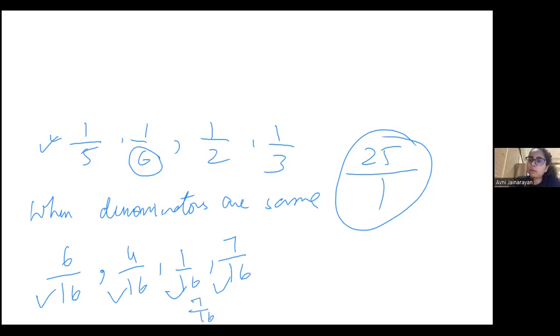And also, we should not write a comma. We should write the greater than sign. So it's 7 upon 16, then 6 upon 16, then 4 upon 16, and then 1 upon 16.